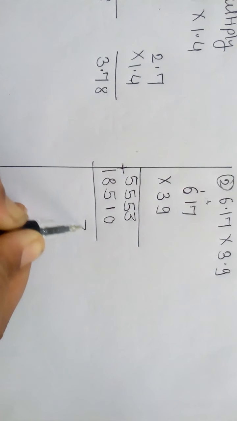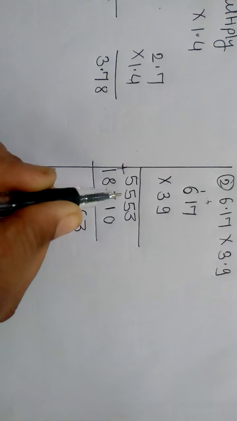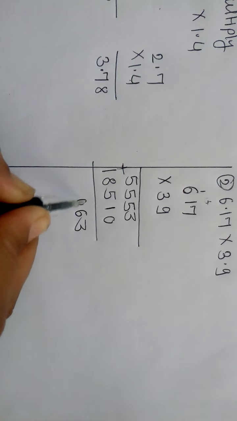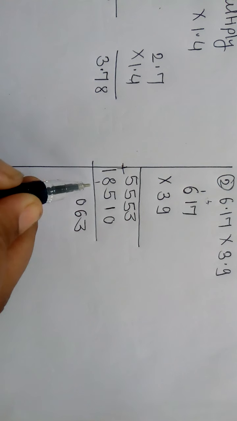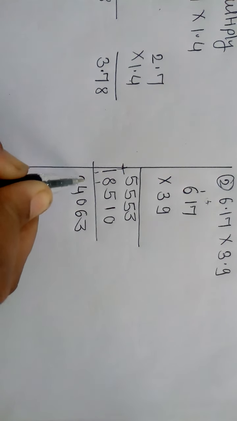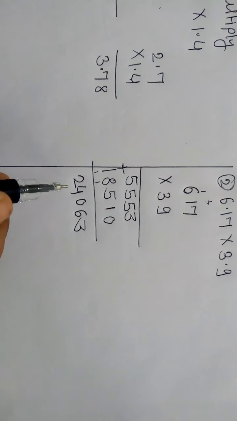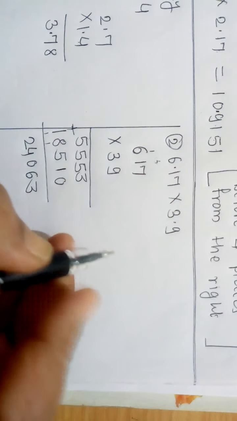3 plus 0, 3. 5 plus 1, 6. Then 5 plus 5, 10, 1 carry. 5 plus 8, 13. 13 plus this one, 14. And 1 carry. 1 plus 1, 2. Our multiplication is 24,063.